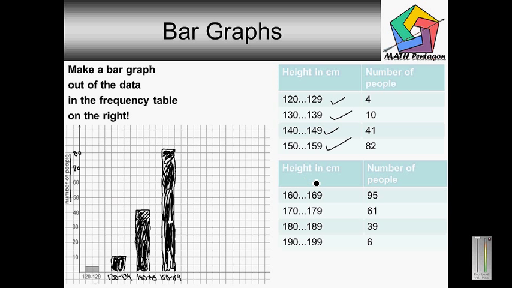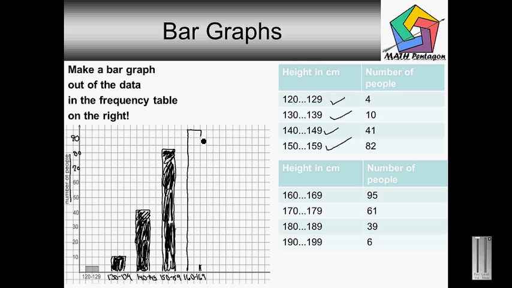Okay, so that's done with. So we have 5 more to go. So we have 160 to 169. So number of people is 95 for that. So I'll create a bar for that one. Well, since we don't have a 90, I'm going to put it right about here to make things much easier for you guys. So I have to reach 95 for my number of people. So I have to go all the way up to 95 on this bar graph. So it's about right here.